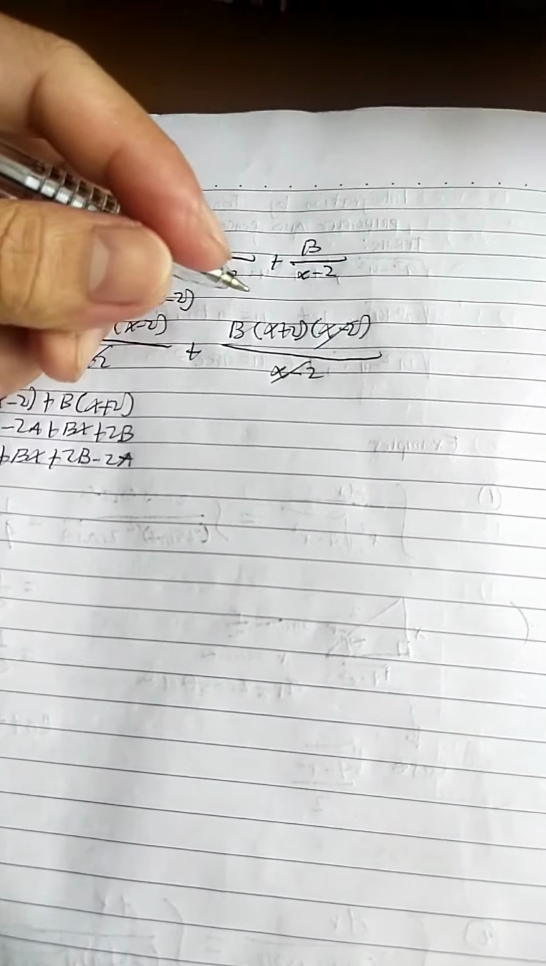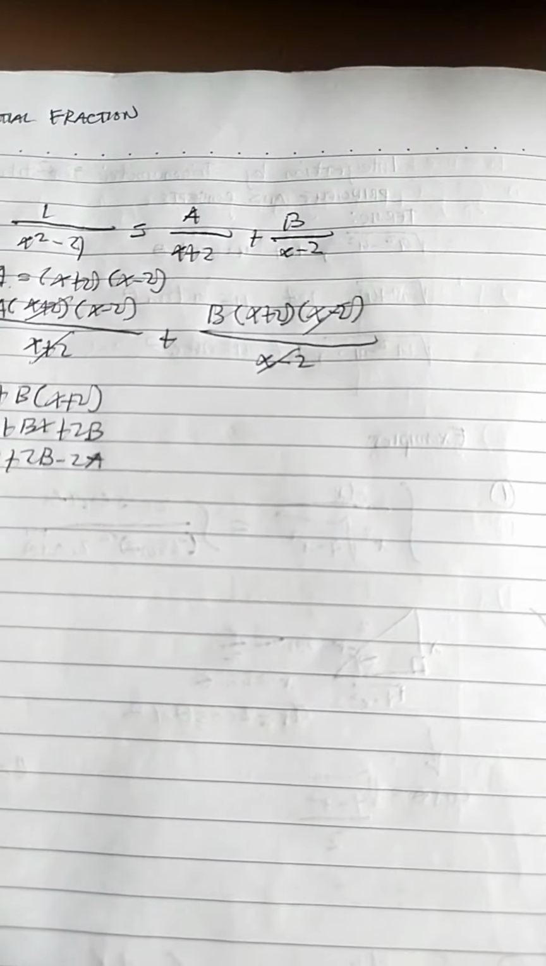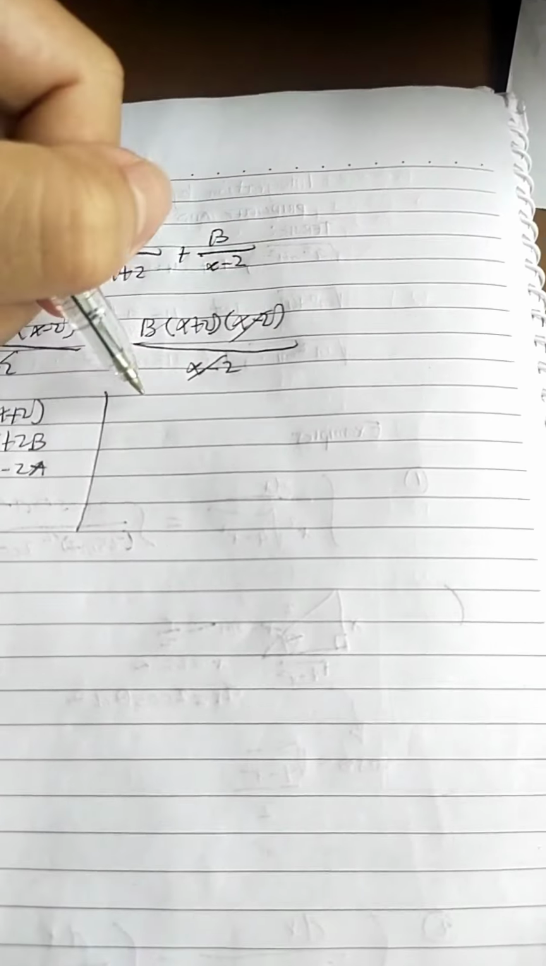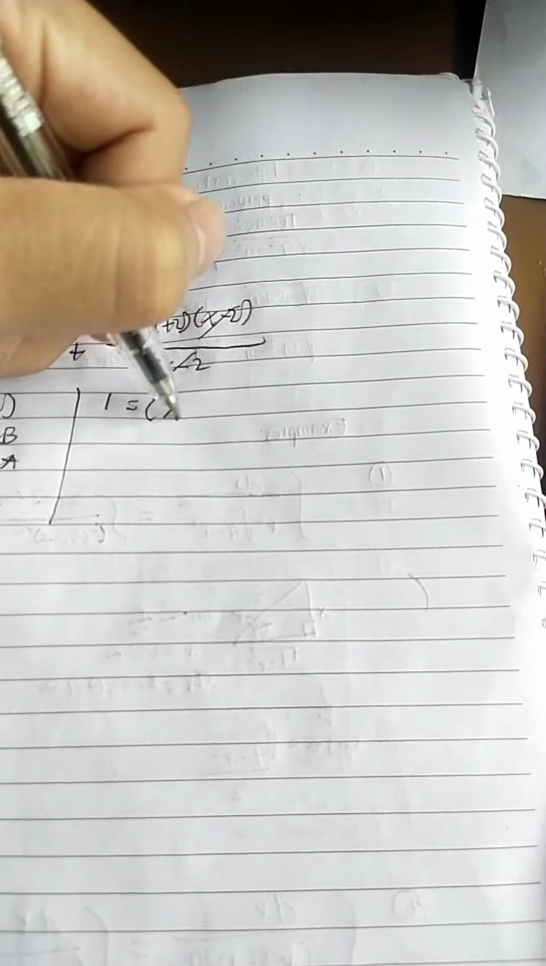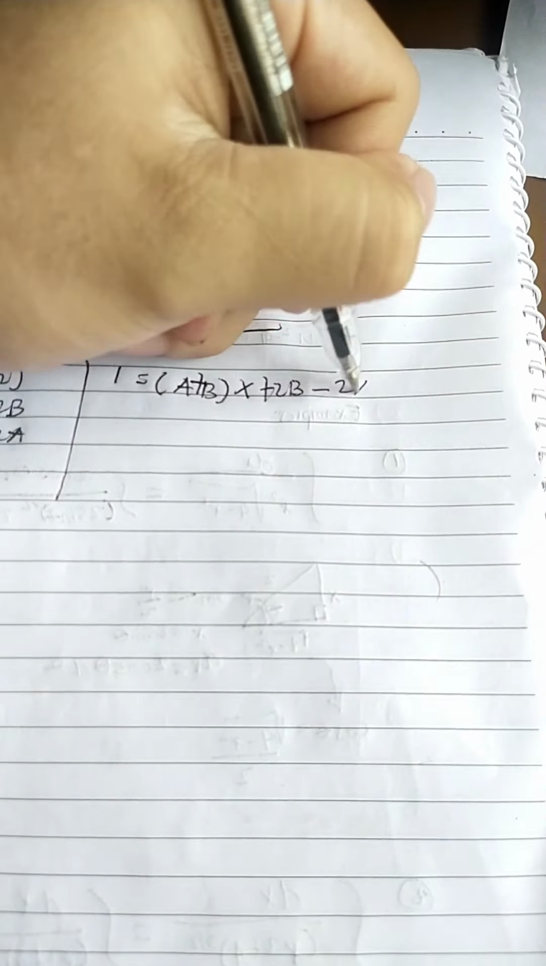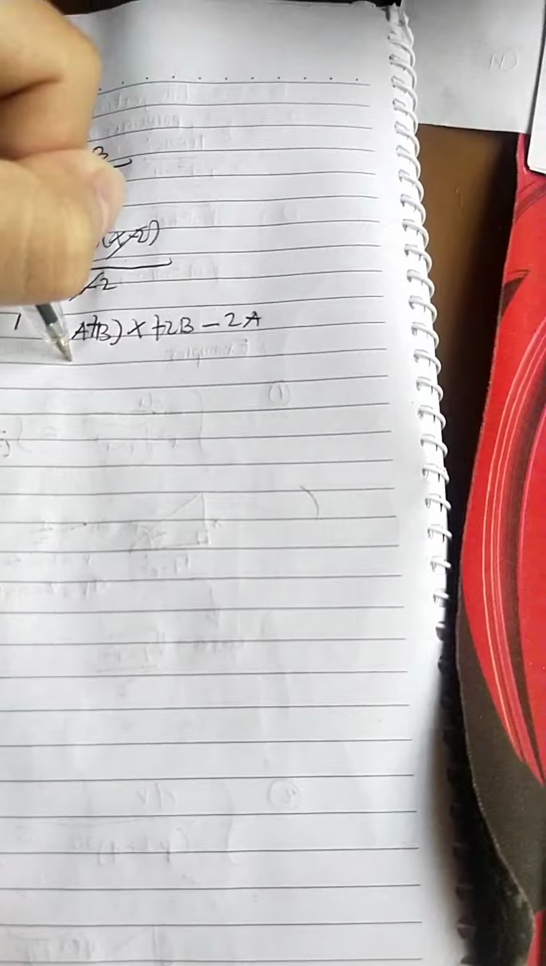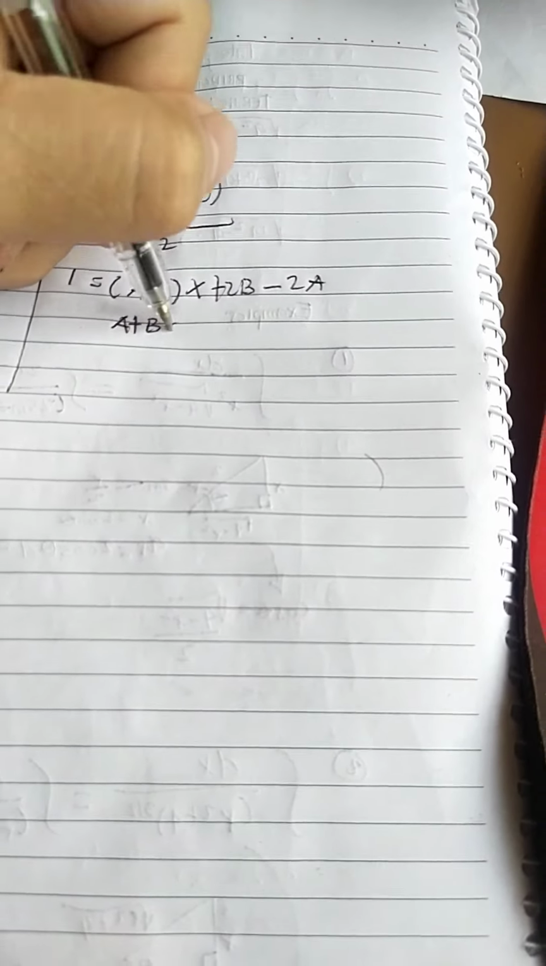So let us now find the values of a and b. So 1 is equal to a plus b times x plus 2b minus 2a. To find the values, we have two equations. The first equation is a plus b is equal to 0.